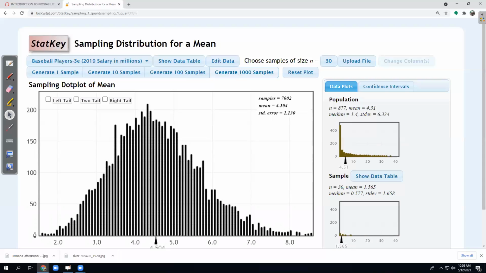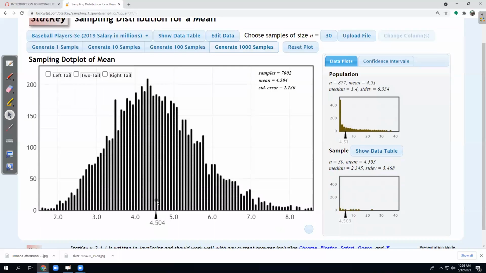And sampling distributions, here's the other thing the central limit theorem says, is that the sampling distribution should be relatively symmetric bell shape. And this one's got a little skew for two reasons. The population is skewed and 30 is not actually that big of a sample size. The bigger the sample size, the more symmetric and bell shaped this will be, and the closer the mean of the sampling distribution will be to the mean of the population. Notice the population mean is 4.51.